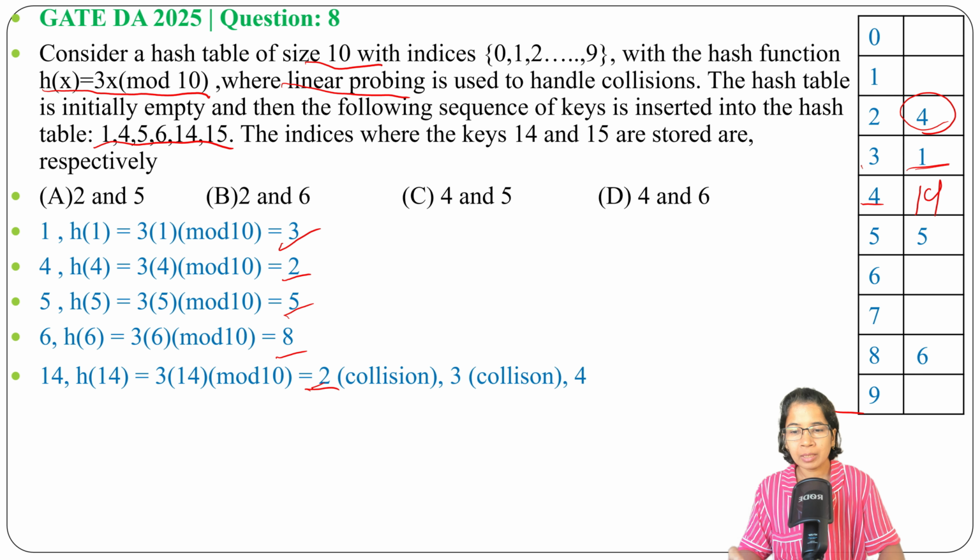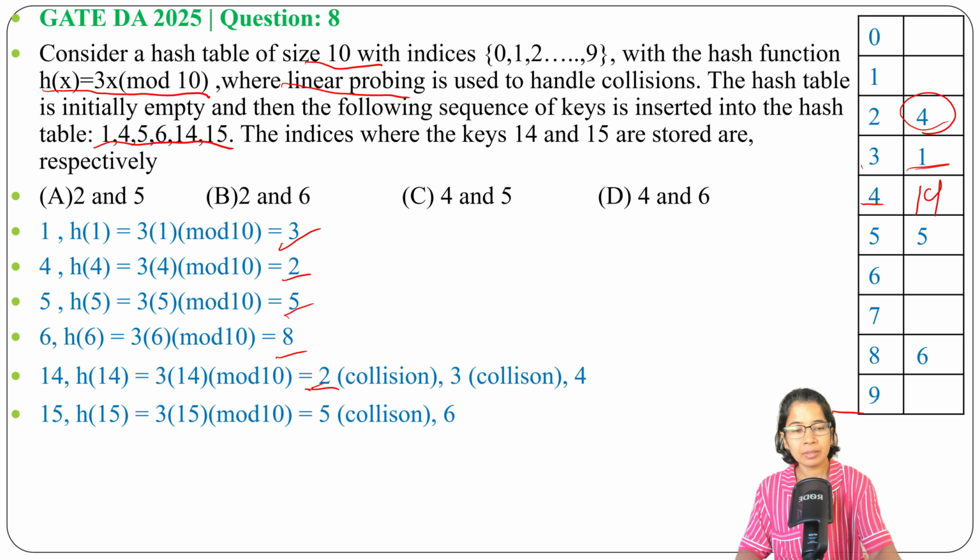Next is 15. 3 multiplied by 15 mod 10, it will be 5. 5 is already filled. There will be a collision. Now the next free space is 6. We can insert 15 at 6.